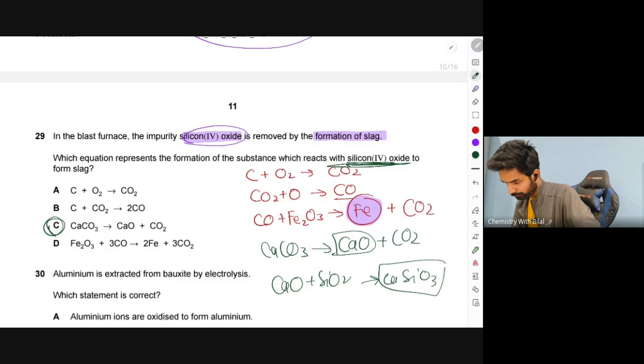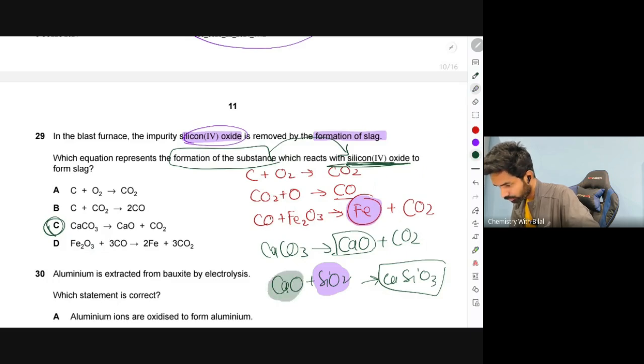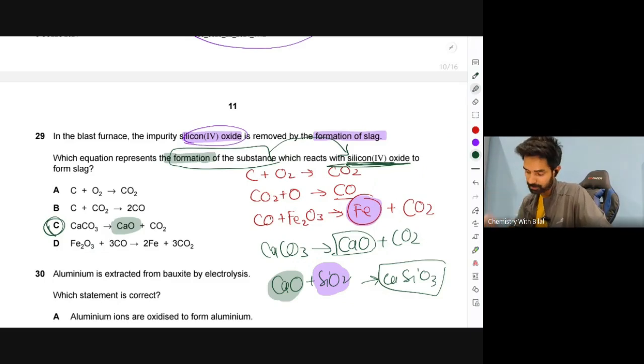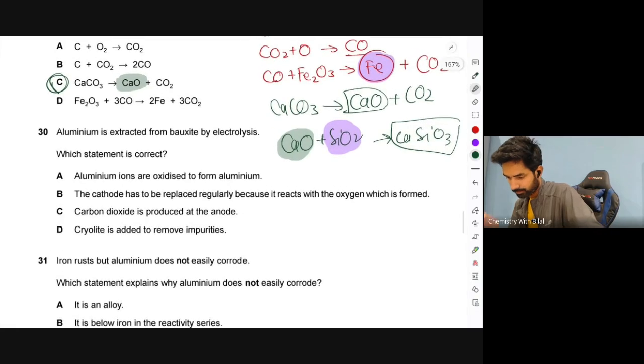Which equation represents the formation of the substance which reacts with silicon? तो मुझे बताएं सिलिकॉन के साथ कौन रिएक्ट कर रहा है? सिलिकॉन के साथ तो रिएक्ट कर रहा है कैल्शियम ऑक्साइड. तो किस इक्वेशन में वो कैल्शियम ऑक्साइड बन रहा है? इस इक्वेशन में, और तो कहीं नहीं बन रहा. तो which equation represents the formation of that substance which reacts with silica? C में ही बन रहा है.